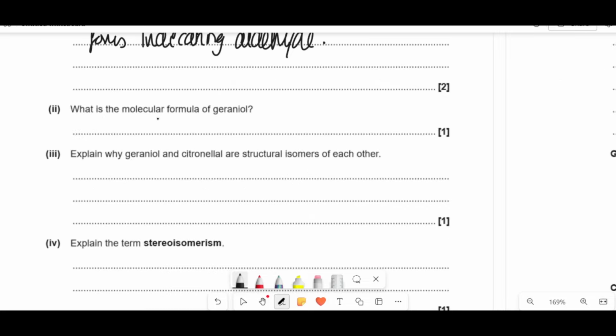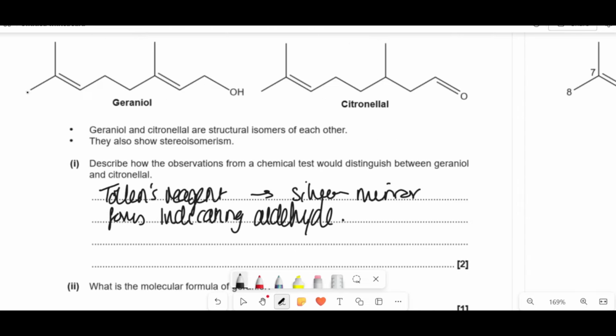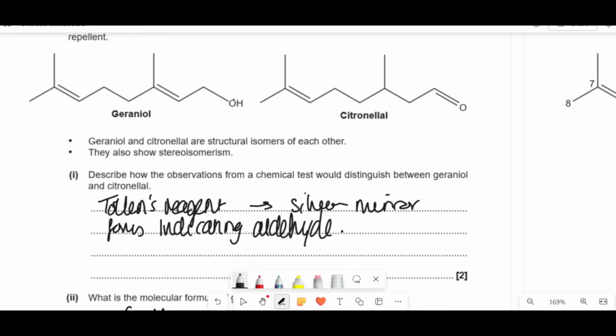There you go. Then it says, what's the molecular formula of geraniol? Counting the carbons: 1, 2, 3, 4, 5, 6, 7, 8, 9, 10. So it's 10 carbons, so it's C10. Hydrogens: 1, 2, 3, 4, 5, 6, 7, 8, 9, 10, 11, 12, 13, 14, 15, 16, 17, 18. So H18, and then just one O there.